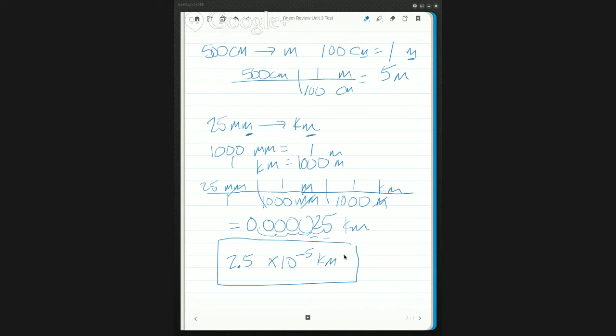Okay, so that's the metric. Make sure you get those prefixes down. You have to get the prefixes down.